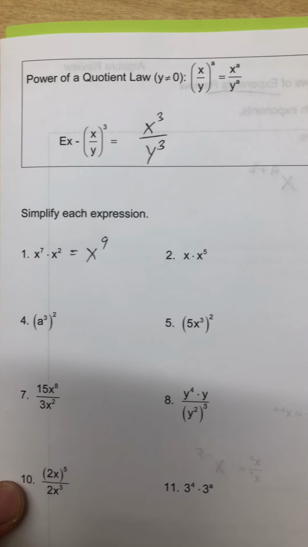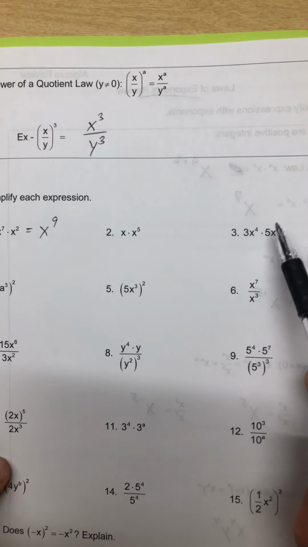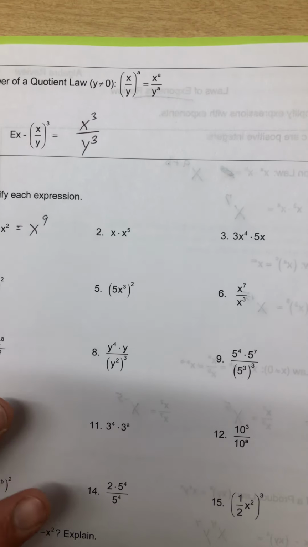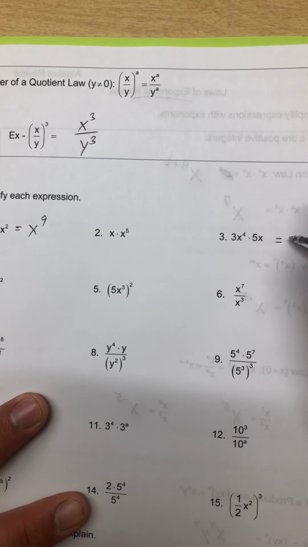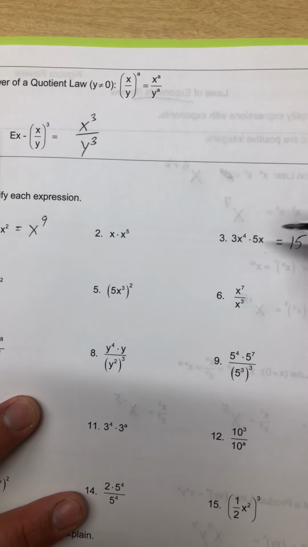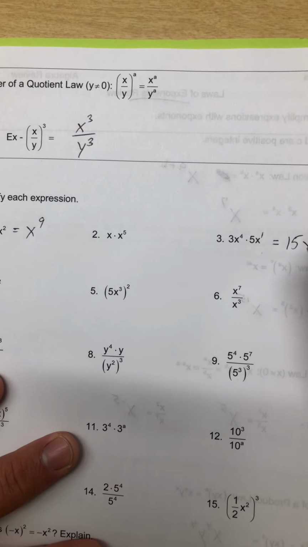Let's skip to number three. Number three, same idea, except now I have a coefficient. So I have 3x to the fourth times 5x. Coefficients, you multiply those, just like usual. So that's 15. And then you still add your exponents. If there's no exponent, remember that's a 1. You can write it in if you want. Most of you just go with it, that's fine. So that's 15x to the fourth.